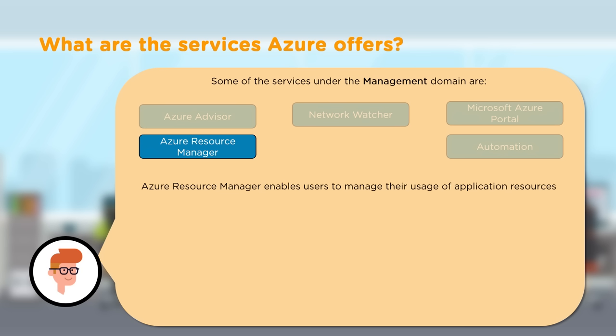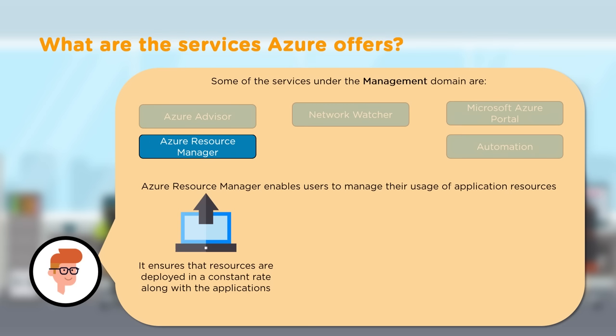Now, we get the relation between them instead of letting them spread. Azure Resource Manager identifies the relation between them and helps us to visually see them all as one single entity. Not only that, Azure Resource Manager ensures that the resources that we provision are deployed at a constant rate along with the other application.